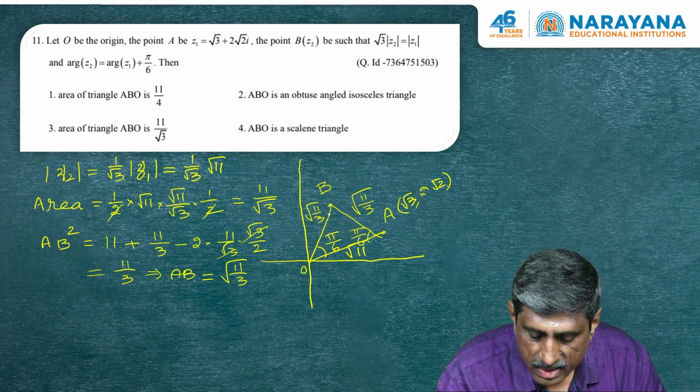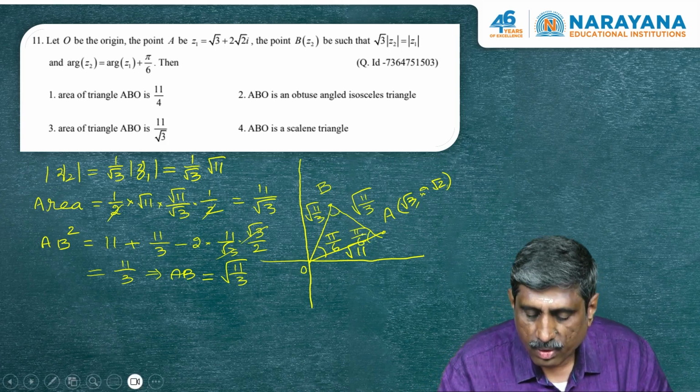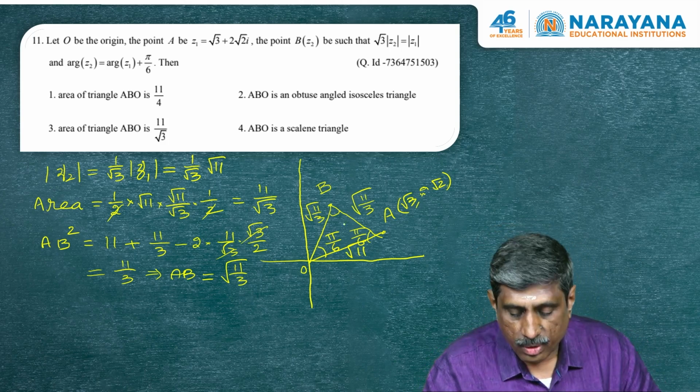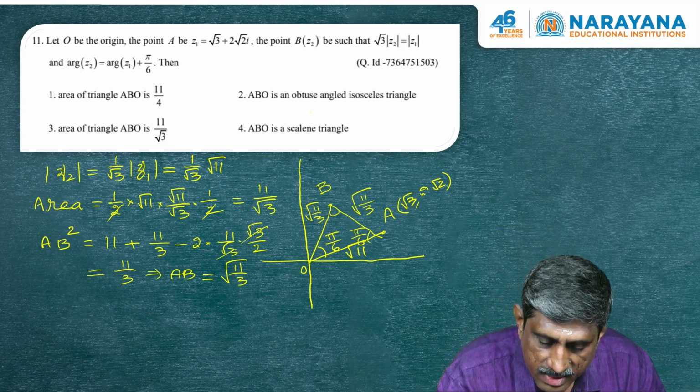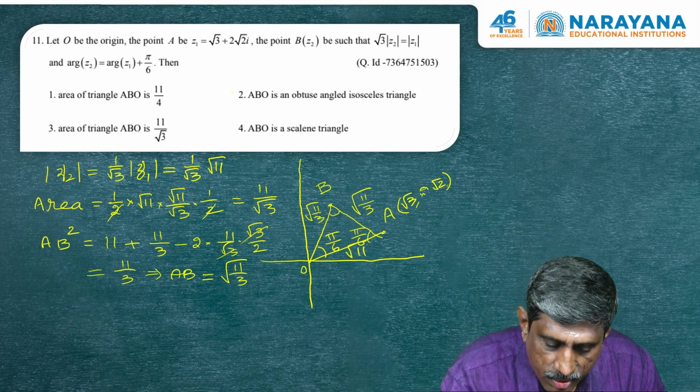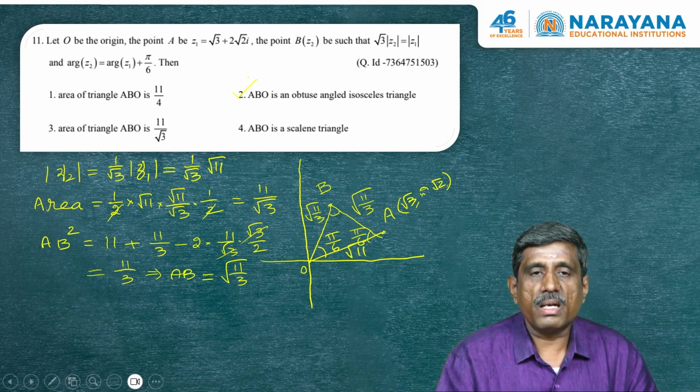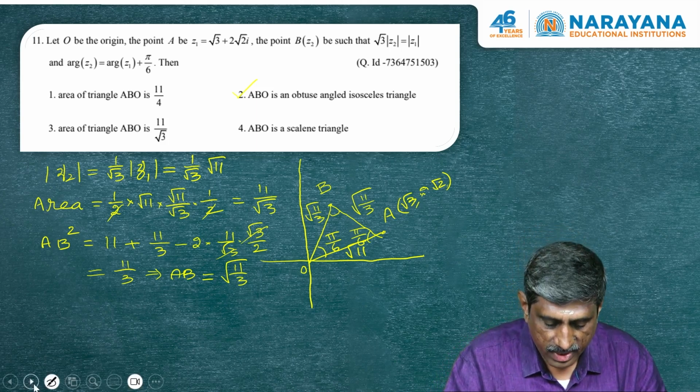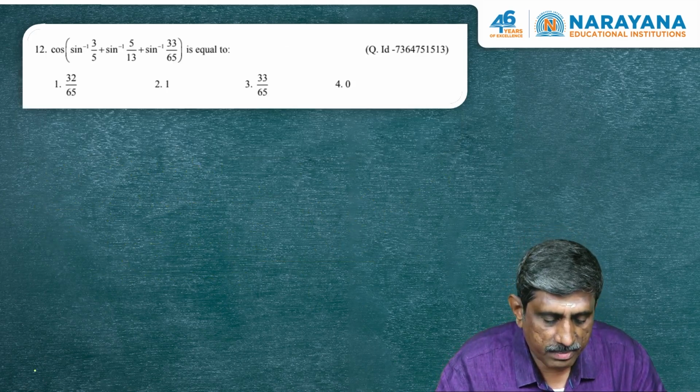So, automatically this angle is going to become 120 degrees. Therefore, it is an obtuse angled isosceles triangle we are getting. Obtuse angled isosceles triangle is the answer for this. Let us move on to the next question.